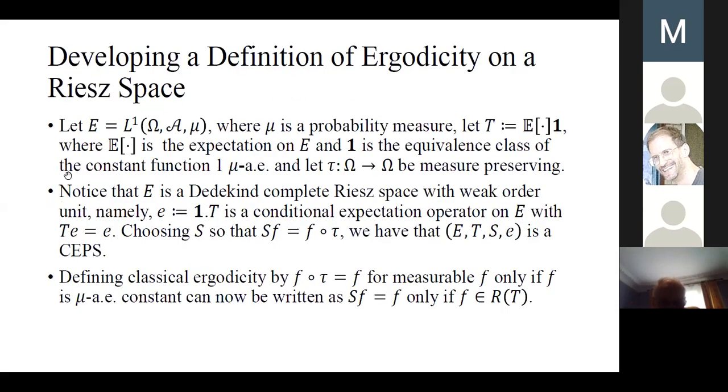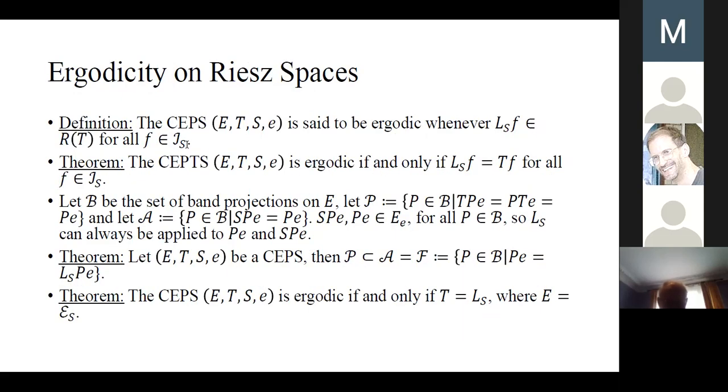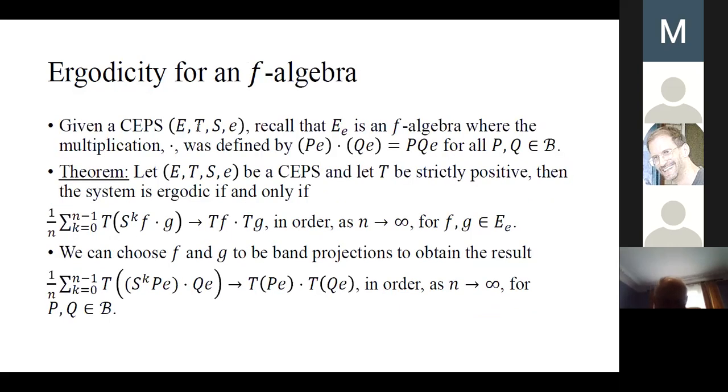Okay, so now we want to go back quite a bit and remember this result over here. In the classical case, we had this convergence, or this limit of the Cesàro sum, and we now want to generalize this to the Riesz space setting. So we'll consider the CAPS ETSE, and remember that EE is the f-algebra with the multiplication dot given by PE dot QE is equal to P applied to QE for all band projections P and Q.